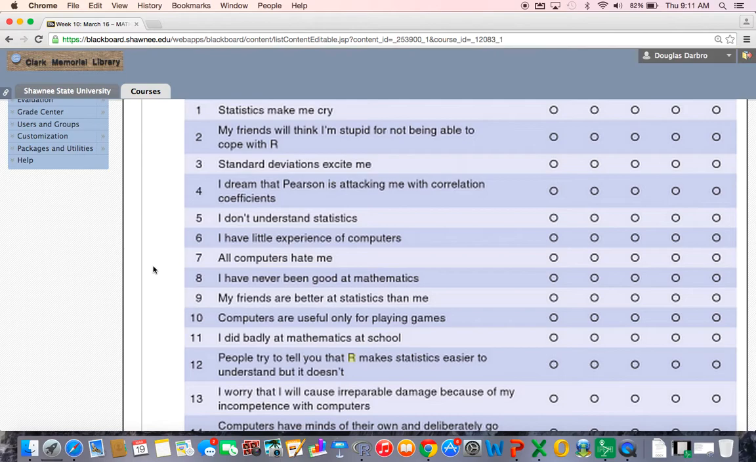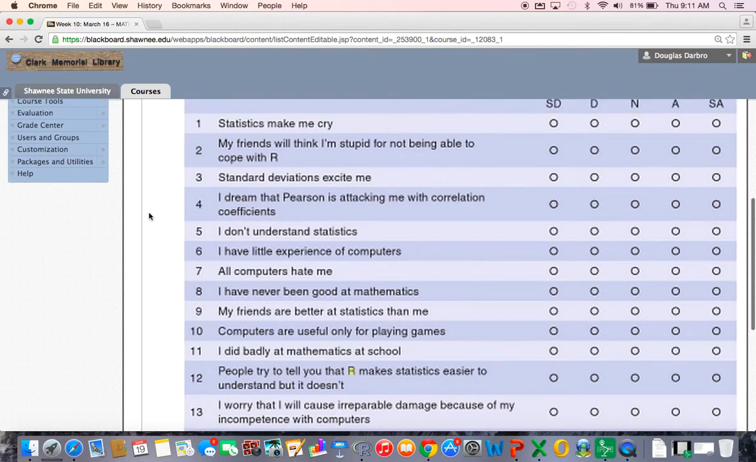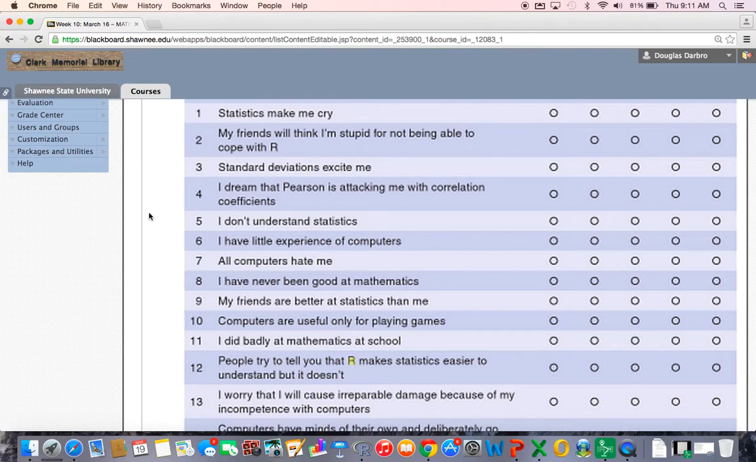And if you look down through here, some of this may seem slightly appropriate, unfortunately. Statistics makes me cry. My friends will think I'm stupid for not being able to cope with R. Standard deviations excite me. I dream that Pearson is attacking me with correlation coefficients.